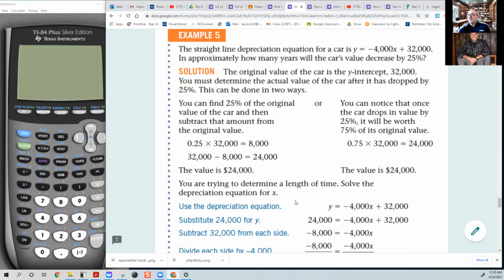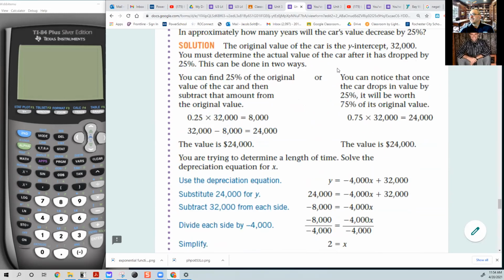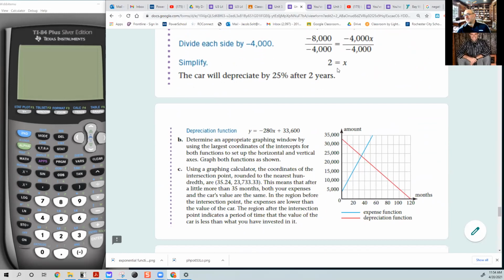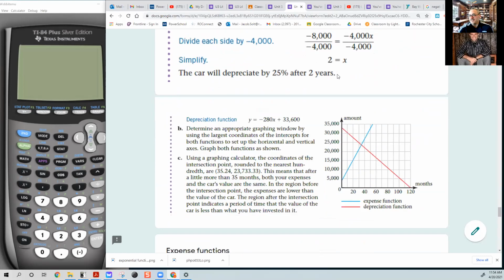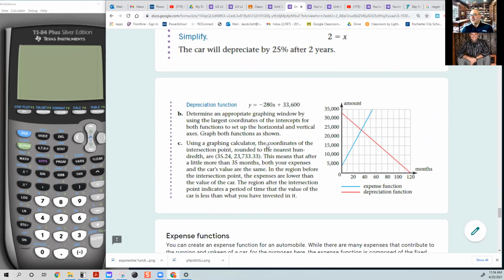Example 5. The straight line depreciation equation for a car is y equals negative 4,000 times x plus $32,000, right? In approximately how many years will the car... wait, did we just do this? We just did this. How come I have this twice? Oh, because I'm going to talk about expense functions. We already did this part. Good. Now I'm going to talk about expense functions.